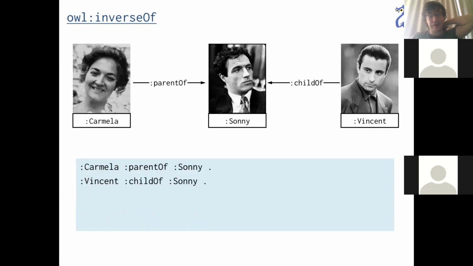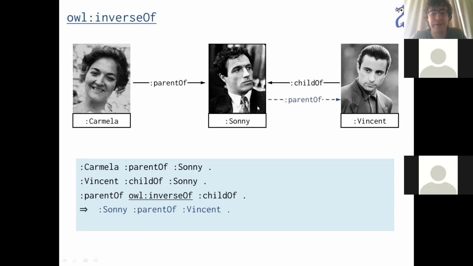We can look at inverse of. Inverse of is quite similar, except we flip the direction of the relation. So Carmela parent of Sonny, Vincent child of Sonny. So if we think about it, we see that there's obviously some sort of semantic relation between these two relations, parent of and child of. And in fact, that's an inverse of relation. So if we say parent of inverse of child of, and we have Carmela parent of Sonny, Vincent child of Sonny, then we can say Sonny parent of Vincent. Not only that, but we can say if Carmela parent of Sonny, then Sonny child of Carmela. Okay? So we infer in both directions and we flip the direction of the relation each time.